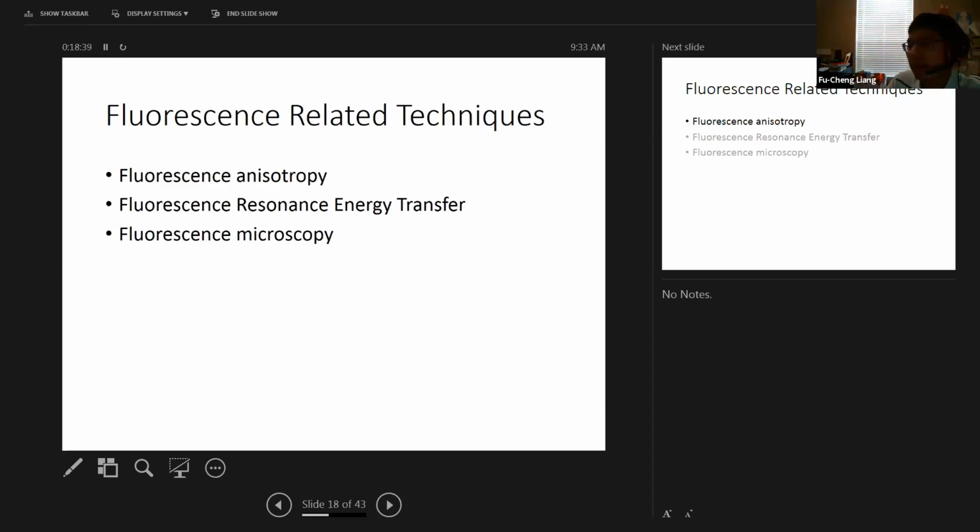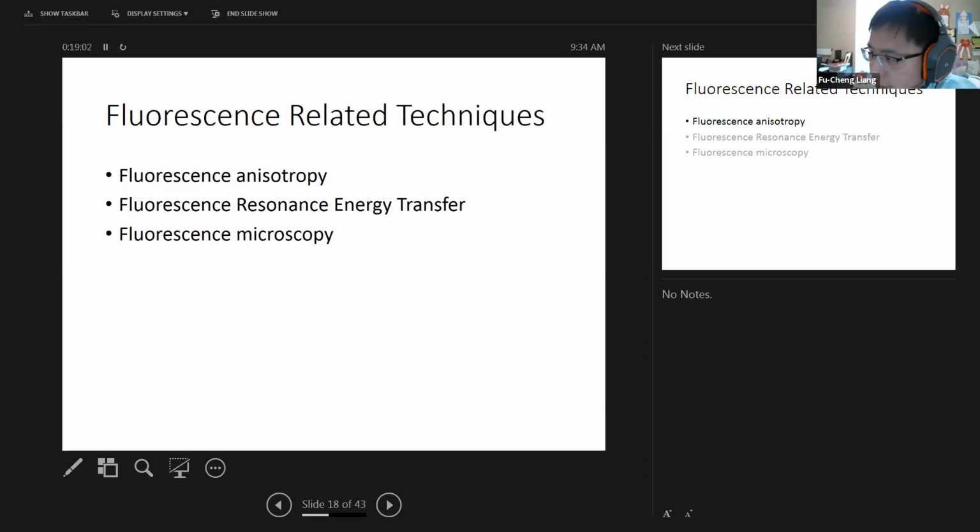So anyway, these are the 3 different techniques, and we'll talk about one at a time. The first one is fluorescence anisotropy, and we'll talk about that later on. The second one, which is a very famous one, is called fluorescence resonance energy transfer. They usually refer to it as FRET, F-R-E-T, FRET. And this is basically energy transfer between 2 different fluorescent dyes.